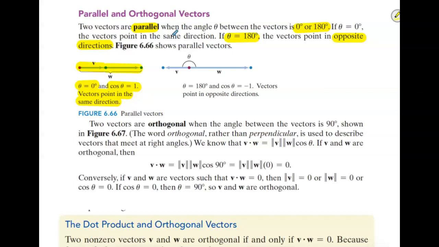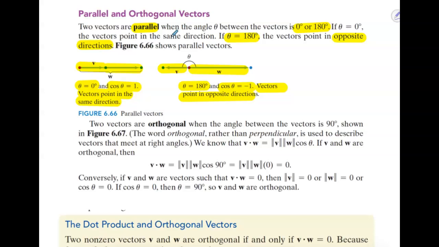The second example is when we have an angle that is 180 degrees for theta. That cosine of the angle is going to equal -1, and then the vectors will point the opposite direction. So here's vector v pointing to the left, and then vector w is pointing to the right.